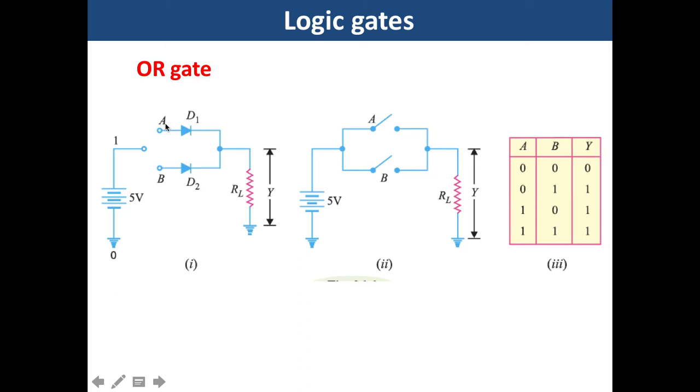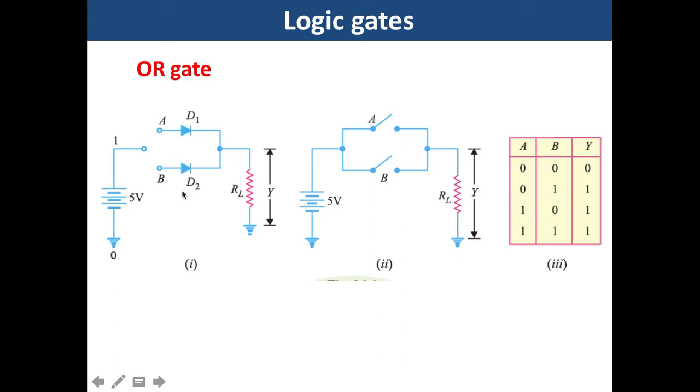If A is connected to ground and B is connected to positive, then diode D1 will not conduct current, but diode D2 will conduct current. Diode D2 is forward biased, that's why it conducts current, and you will get the output positive plus 5 volt. In terms of binary, it will be 0 plus 1 is equal to 1.